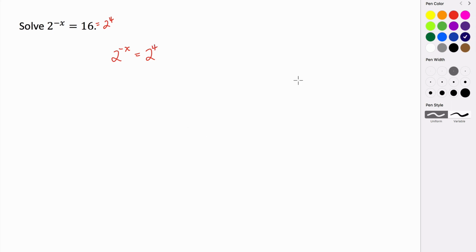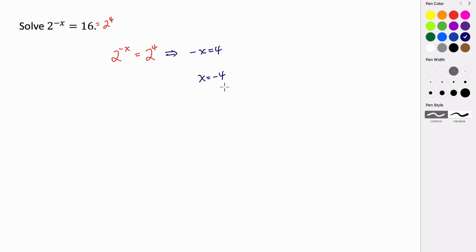Then, using the property we were just talking about, we can ignore the bases and just take the exponents and set them equal to each other. So negative x should equal 4, the opposite of x is equal to 4. To solve this, we divide both sides by -1, and we get that x should be -4.